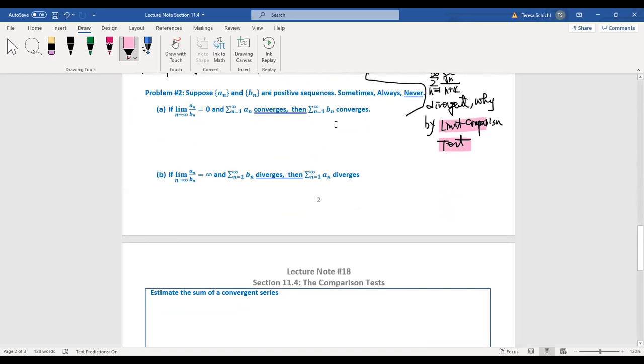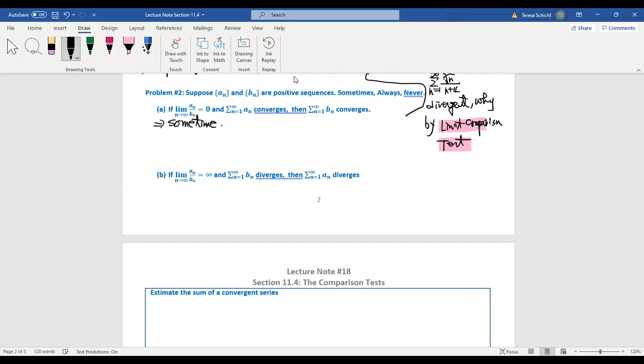Okay, now let's take a look at the concept ones here. They said, suppose a_n and b_n are positive sequences. So it's a true-or-false situation: sometimes, always, or never. If the limit of a_n over b_n approaches 0, that means we know b_n goes faster. Then if a_n converges, do I guarantee b_n converges? Wow, this one here is sometimes.